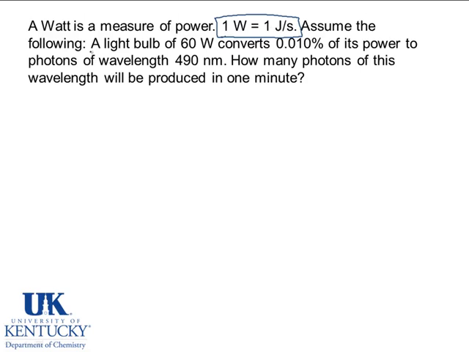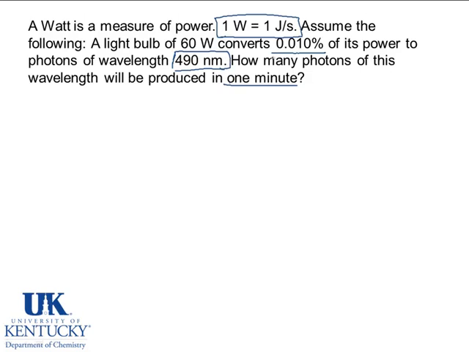Now this light bulb that we're describing here takes 0.01% of all the energy that it consumes, and it converts that much to photons that have this wavelength. Now, it produces a lot of other photons as well across the whole gamut of visible light. But if we were monitoring only the 490 nanometer region, only 0.01% of it is producing photons in that region. And the question here is, in 1 minute's time, how many photons of this wavelength would be produced?